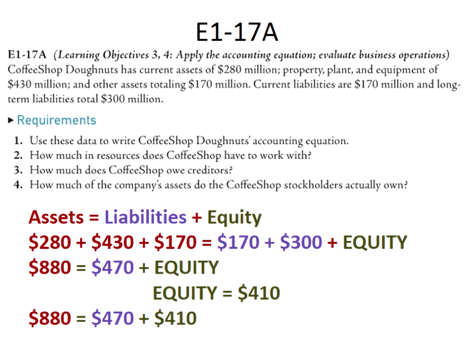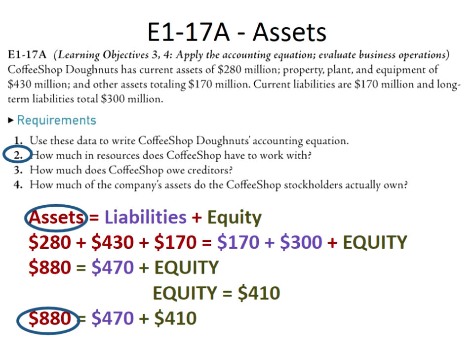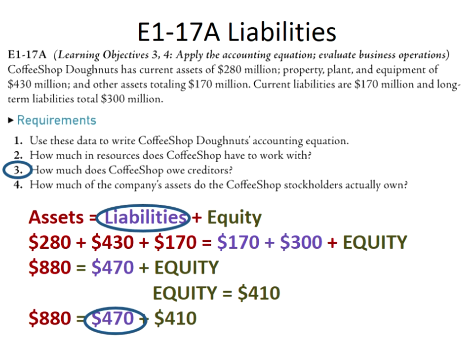Now, as we go down, once we have requirement 1 down, the next 3 questions are super easy. It's a matter of interpreting what we have. Question 2, how much in resources do they have to work with? Assets. Assets are resources to work with. So the answer is the total assets, 880. Next question, how much do they owe creditors? How much we owe creditors, that's liabilities. So that's going to be the 470.